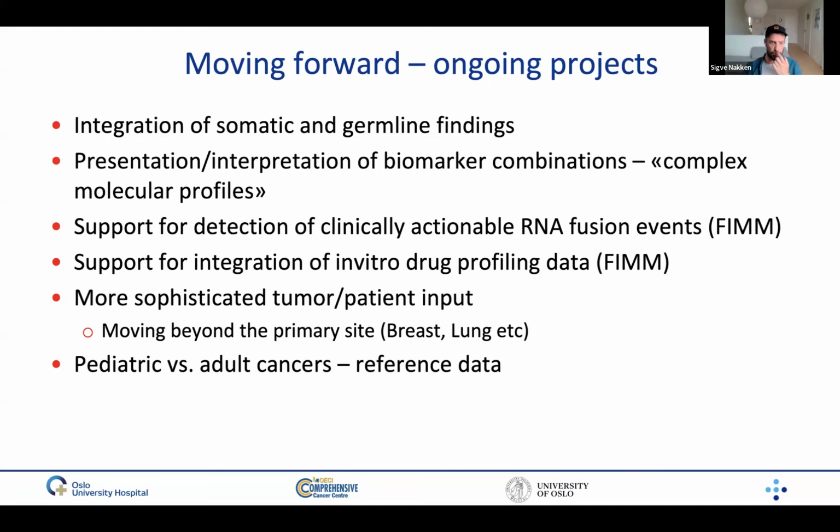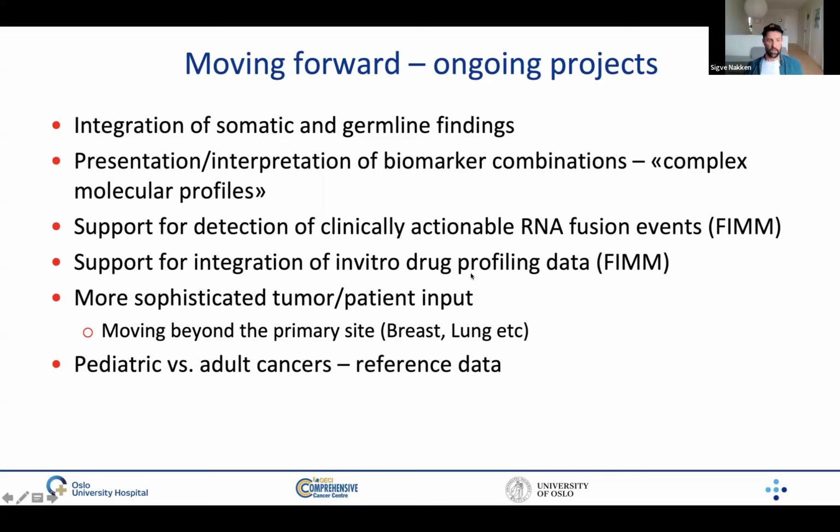I also mentioned that we want to support RNA fusion events. So this is something we are doing in collaboration with FIMM in Finland. So this is ongoing. The same also with drug profiling data, they want to integrate this. This is also something that FIMM is collaborating with us on. So they essentially harvest cells from the tumor, and then they do in vitro drug profiling, and they want to provide this also within the same report as PCGR, so that you can see what kind of drugs responded in vitro to the tumor cells.